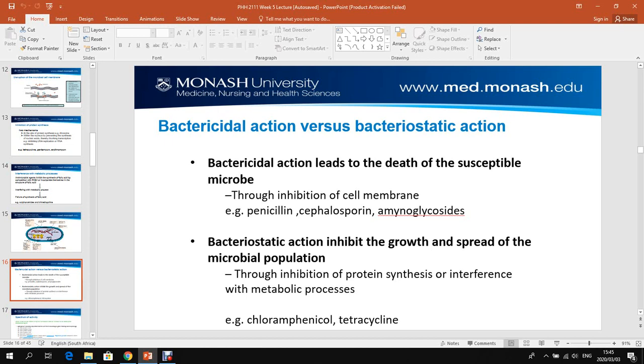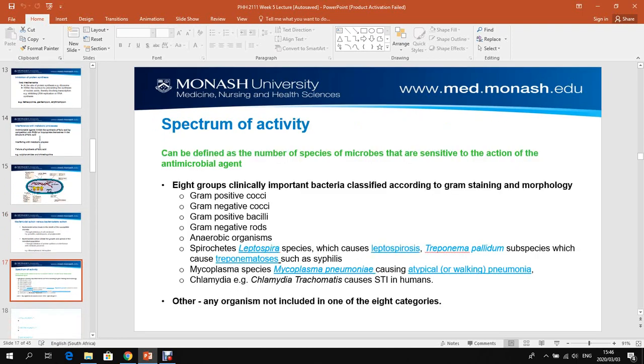Whereas bacteriostatic action is a drug action that inhibits the growth and the spread of the microbial population. So it's important to understand this, that these drugs basically do not kill the bacteria, but they simply inhibit the growth and spread.